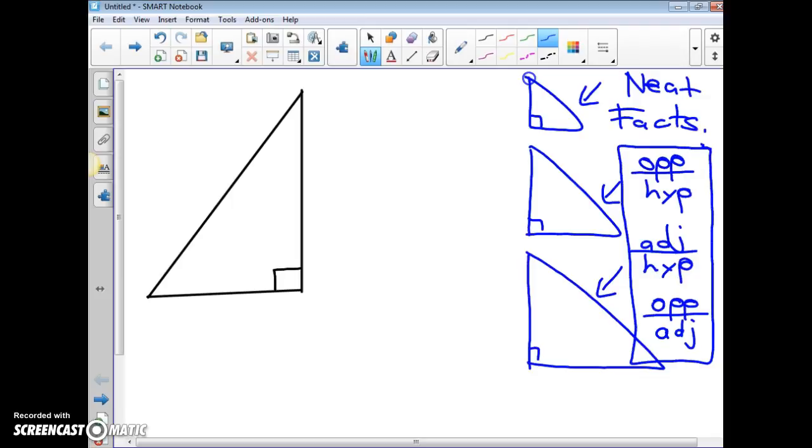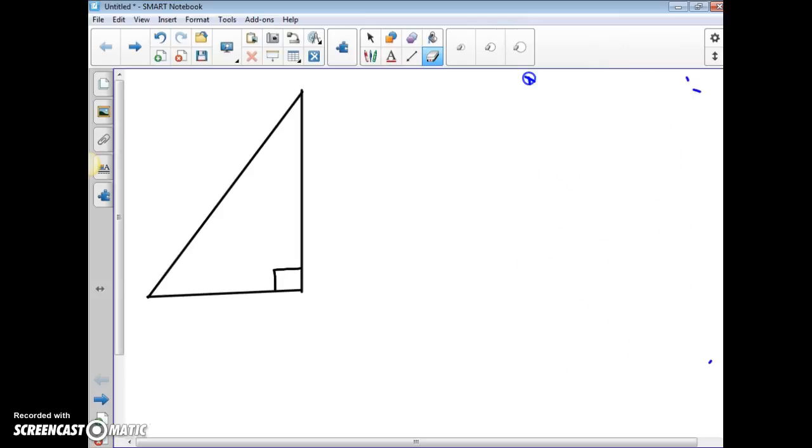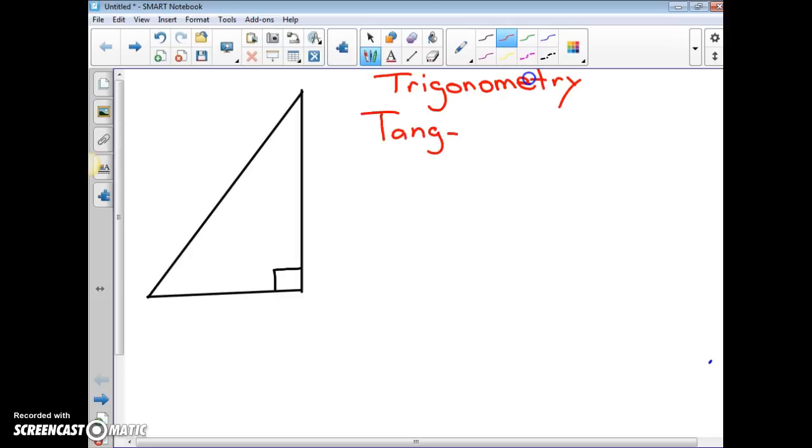But this is a mouthful, y'all. They said, I don't want to have to say this every time I talk about this ratio, or this one, or the last one. So they came up with three things that you now know. And we call those trigonometry. And the three that you learned are tangent, sine, and cosine.